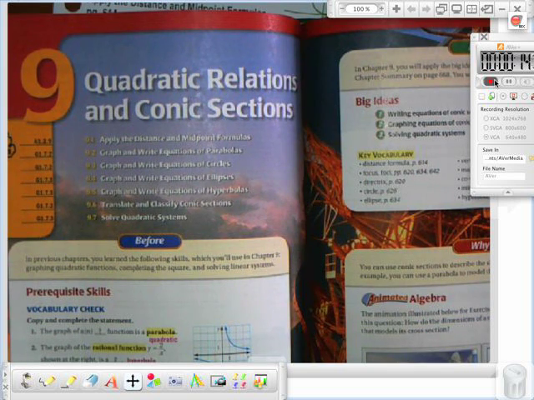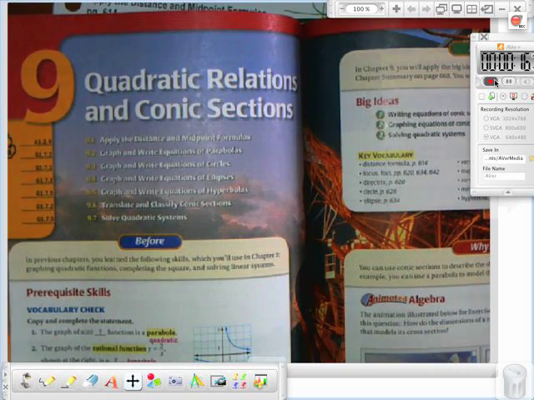We're going to be okay, though, because it tells us that the prerequisite skills you need to do this chapter are simply graphing quadratic functions, identifying the vertex and the axis of symmetry, which we just did in Chapter 4, and solving quadratic equations by completing the square. And we just did that also in Chapter 4. And solving systems of linear equations in two variables. You've done that as well, so I think you're going to be all right.